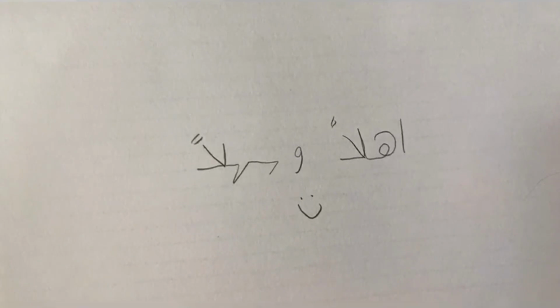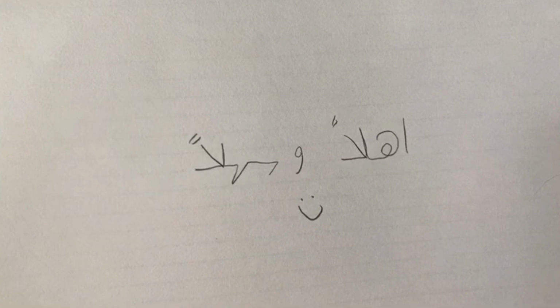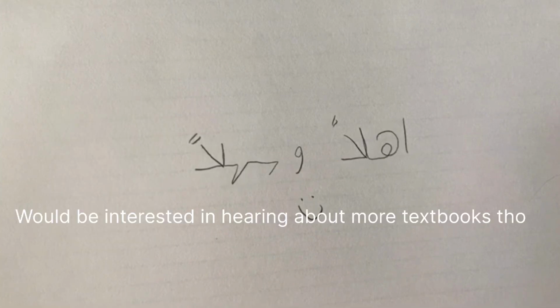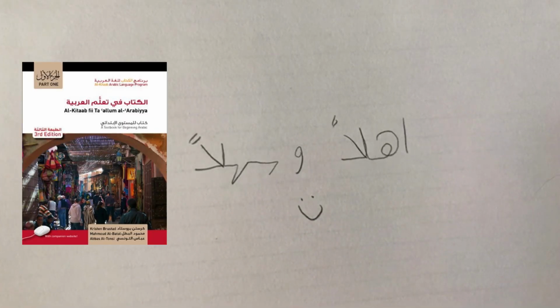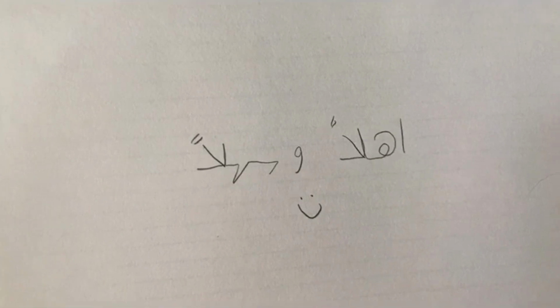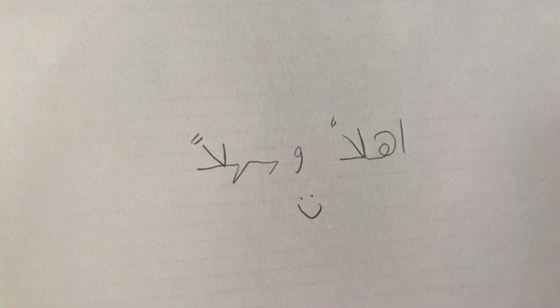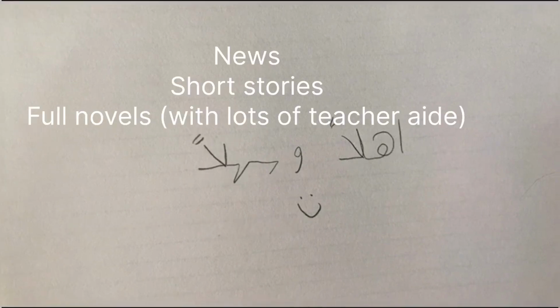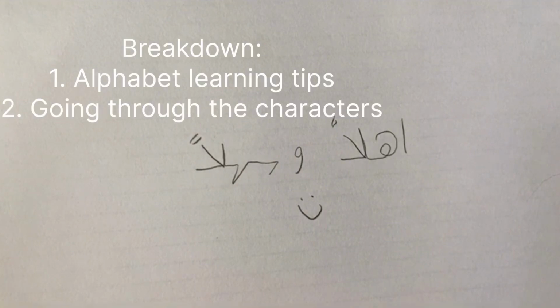To talk a little bit about my own experience when I learned Arabic, the absolute first part of the experience was just learning the alphabet using Alif Ba, which is a pretty standard textbook to use in the United States. Afterwards, I graduated to using El Kitab, which is the second in the series by this author. Once I got to a point of fluency, reading, writing, speaking, I started using primary sources. For now, the breakdown of the video is that I will quickly give some info and tips on learning the alphabet and then go through each character.